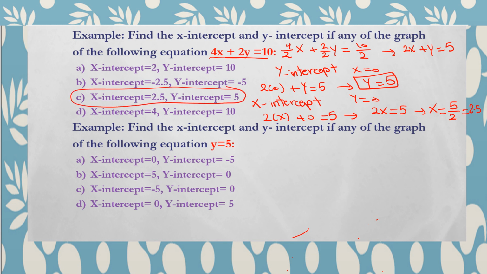Again, find the x-intercept and y-intercept for the following equation: y equals 5. For this equation, we already get the y-intercept as y equals 5, and we don't have an x-intercept, so the correct answer is D. X-intercept equals 0 and the y-intercept equals 5.